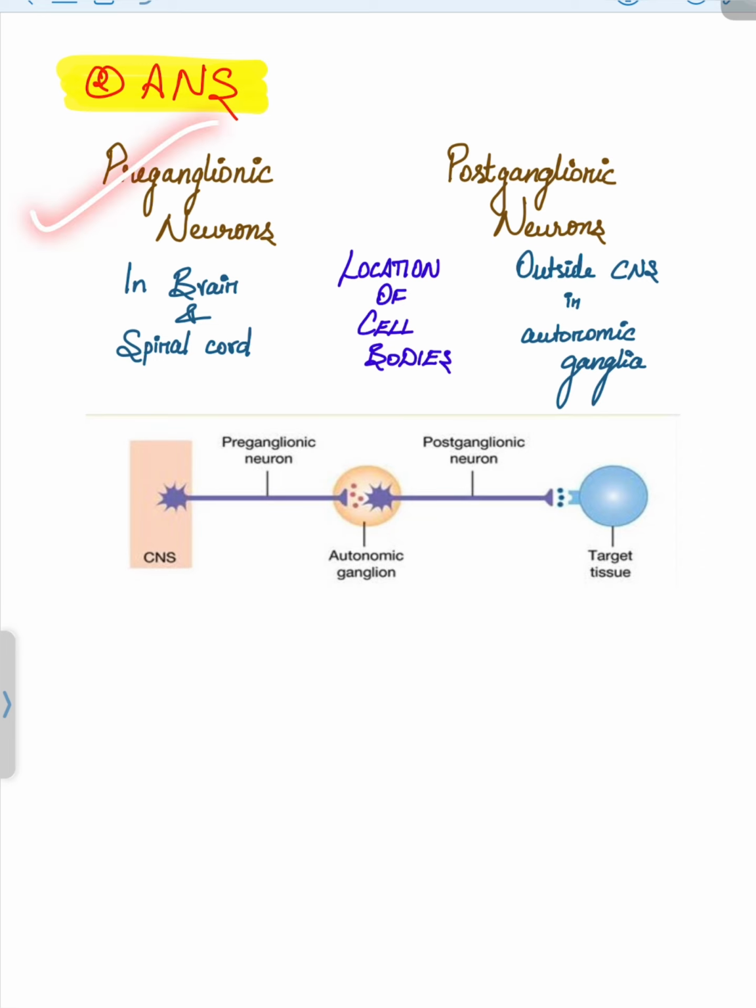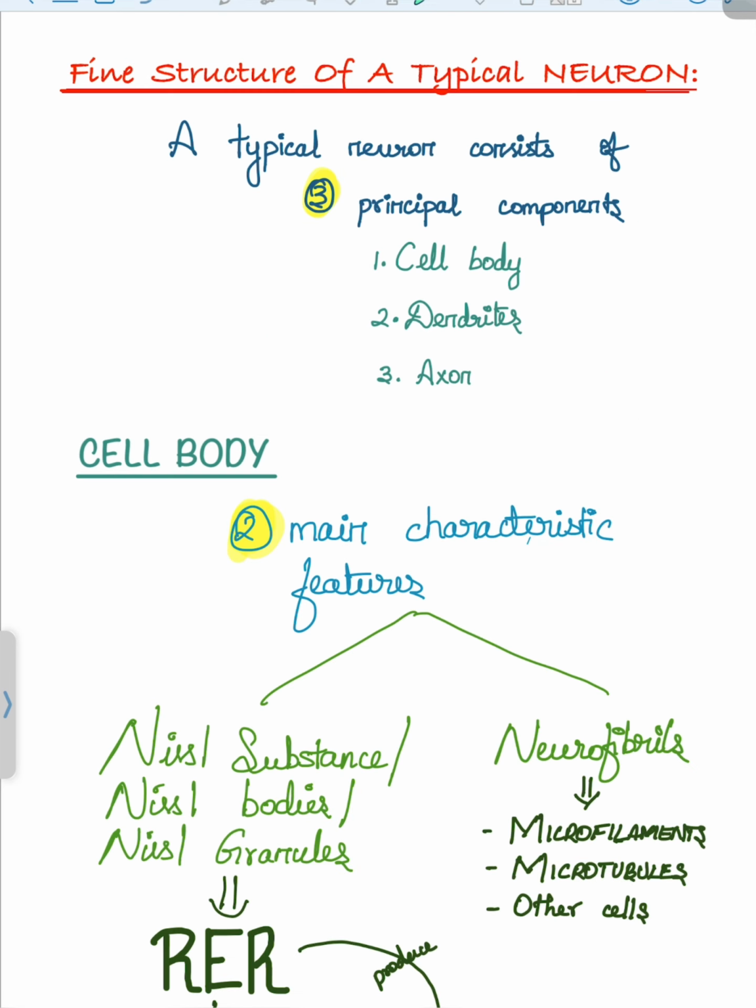Now let's move on to the motor neuron classification in the autonomic nervous system. They are classified as preganglionic and postganglionic neurons. The name itself suggests: preganglionic, before an autonomic ganglion, and postganglionic, after an autonomic ganglion. Here also we classify them based on the location of the cell bodies. The cell bodies of preganglionic neurons are located in the central nervous system, and postganglionic neurons travel all along and reach the target tissue.